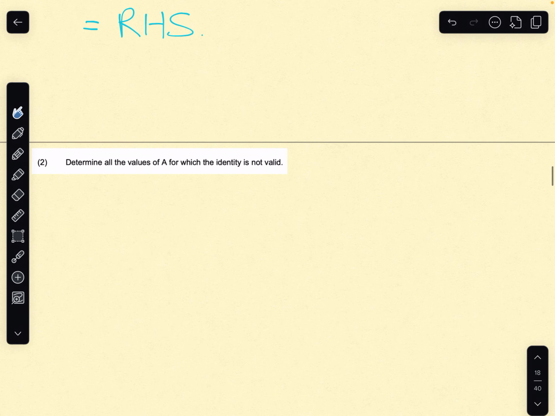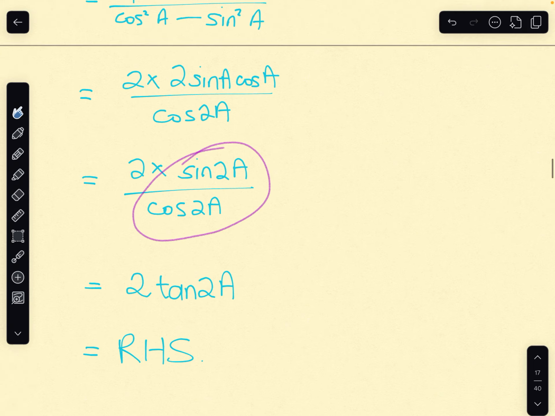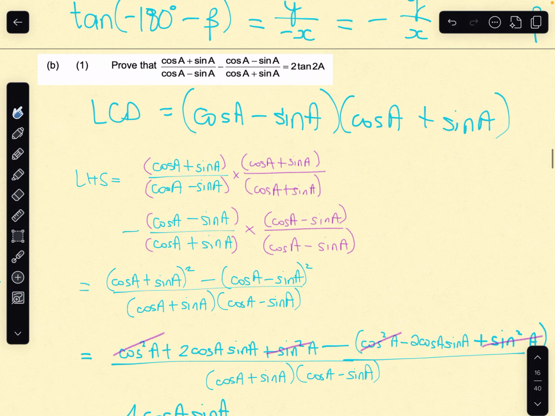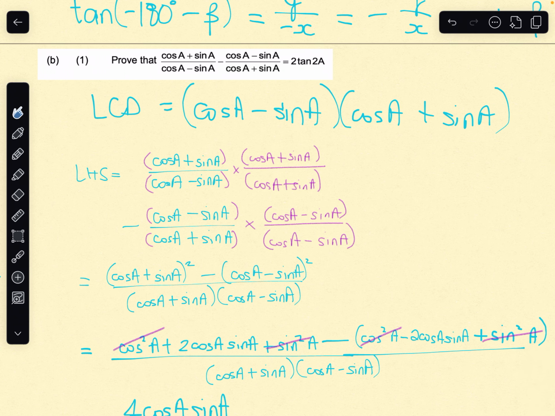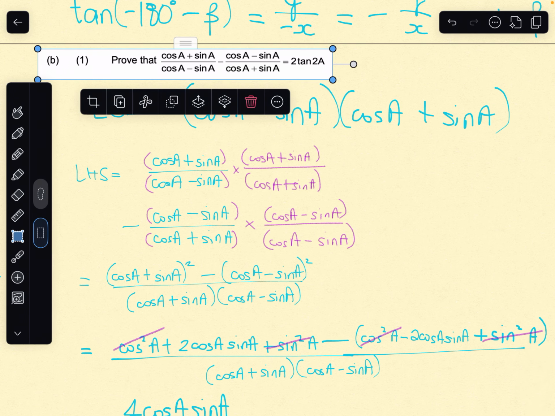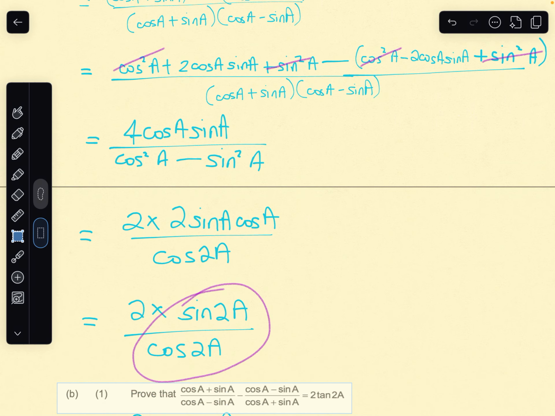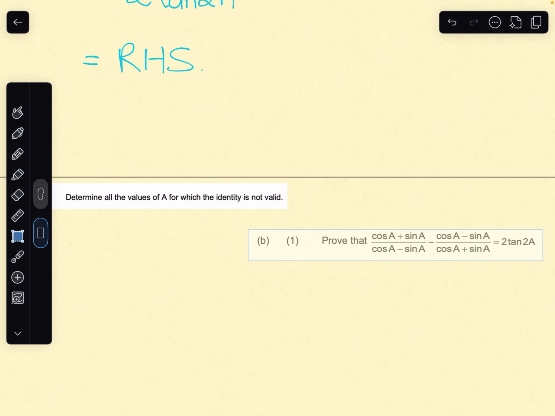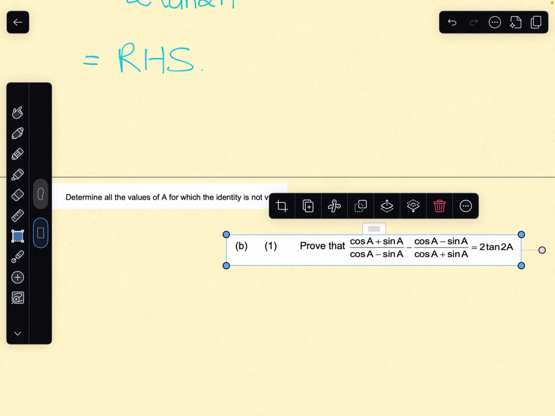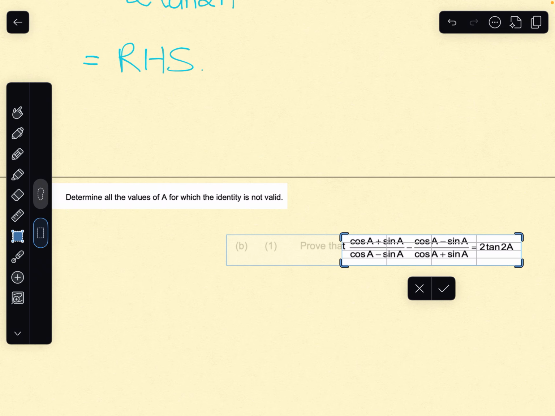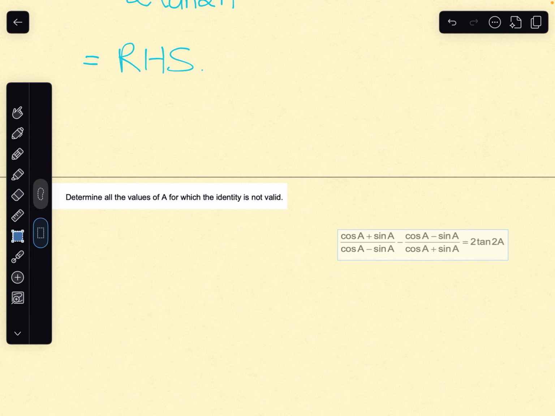What is the next part of the question? It says, determine all the values of A for which the identity is not valid. So I'm just going to copy the identity. Let me just crop it real quick. Done proving now.